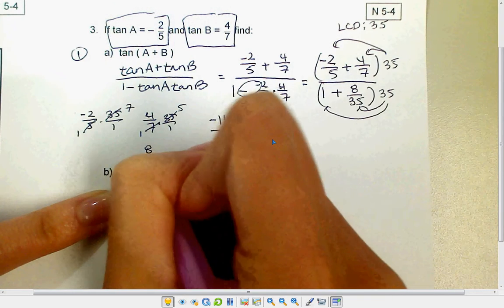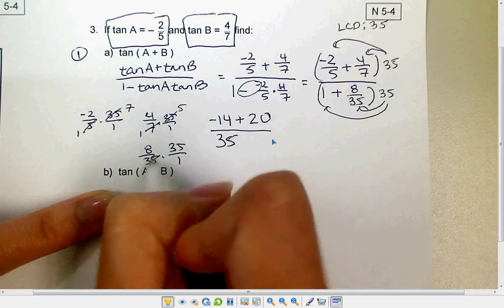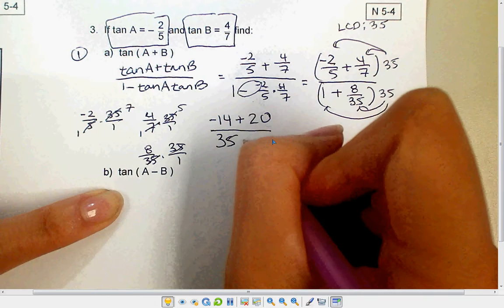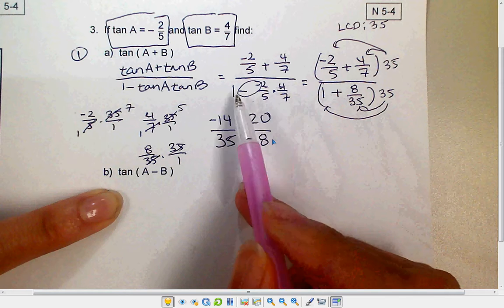And then 8/35 times 35 over 1. And in this case, the 35's just cancel out. And so we're just left with 8/1, which is just 8. And again, this is turned into a plus because of these two negatives.